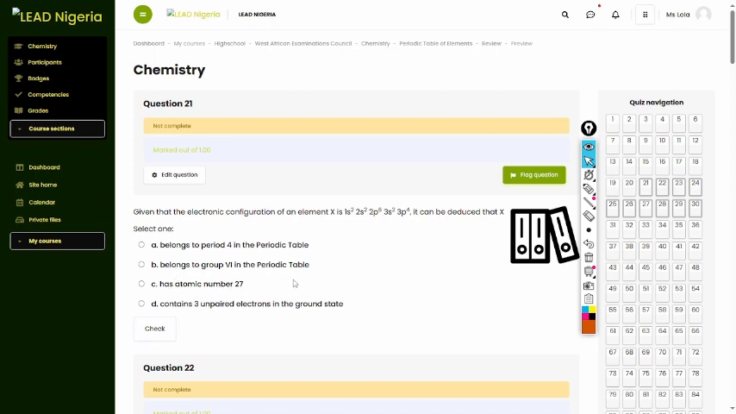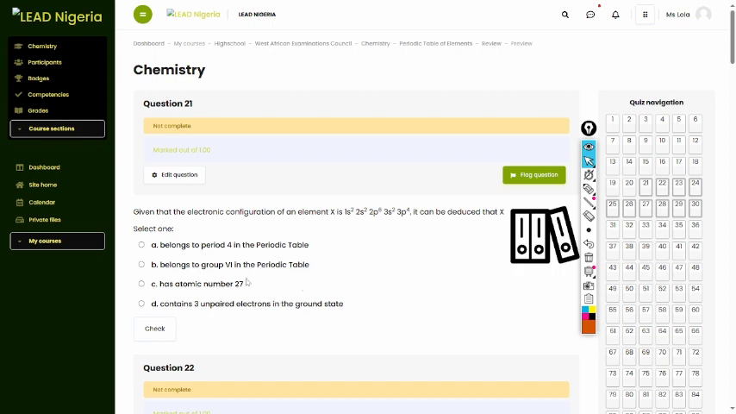C: Does it have an atomic number of 27? When you add up all of the electrons we have here, the total number of electrons is 2 plus 2, 4 plus 6, 10 plus 2, 12 plus 4 is 16. So the atomic number is 16, not 27. D: it contains 3 unpaired electrons in the ground state.